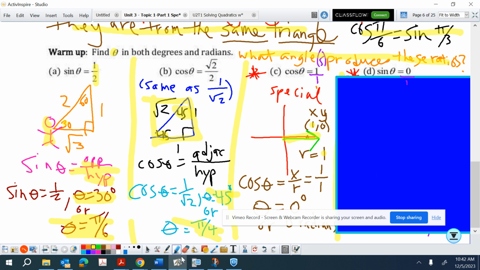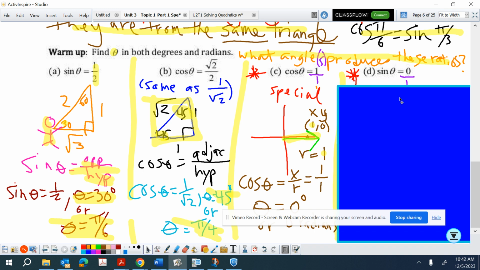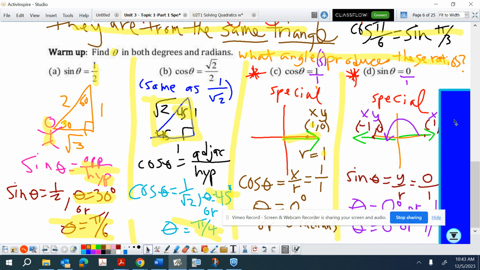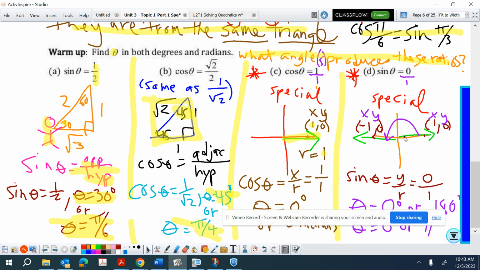The same thing is going to happen with sine theta equals 0. No denominator or ratio, so I put it over 1. Sine is y over r, so that means the y value is going to be 0 and the radius is 1. So I'm in one of two different places here. I am either on the positive side of the x-axis without rotating, or I have rotated to the other side of the x-axis where it is the negative side of the x-axis.